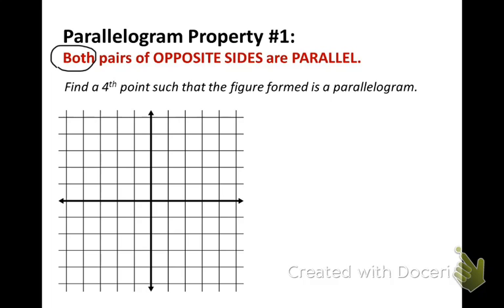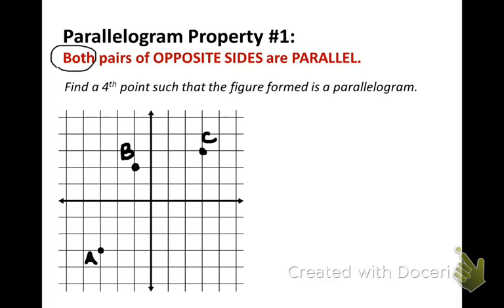I'm going to give you the information for the example. Hopefully that was enough time for you to copy down the property and think about it. I've given you 3 points, and I want you to find a 4th point so that the figure formed is a parallelogram. Now we know that we need the opposite sides to be parallel, which means what, in terms of a coordinate plane? How do you know when lines are parallel in a coordinate plane? What was that? Very good. You want them to have the same slope.